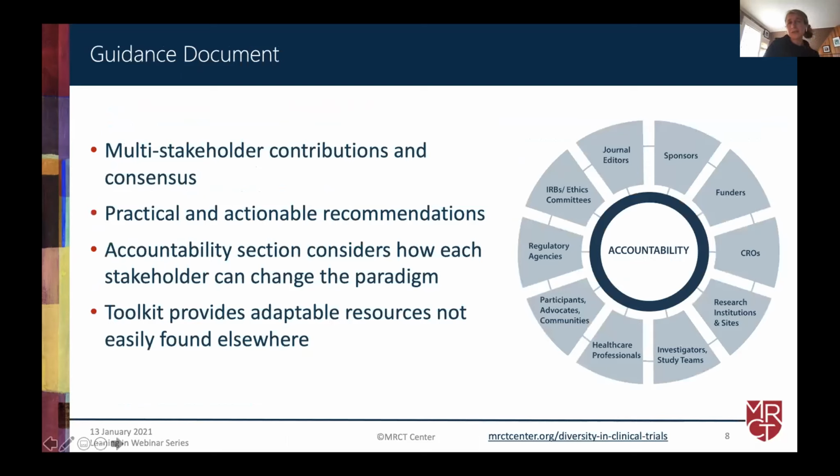The guidance document and toolkit, which is almost 500 pages, provides a multi-stakeholder contribution and consensus. It sets forth practical and actionable recommendations, includes an accountability section that considers how each stakeholder can change the paradigm, and also is complemented by a toolkit that provides adaptable resources not easily found elsewhere.